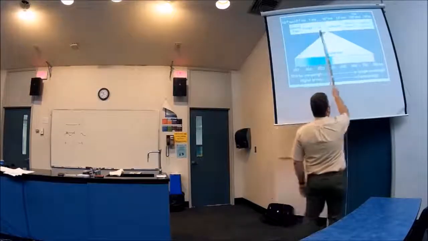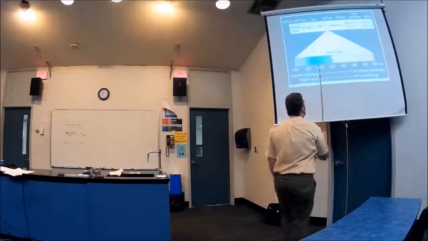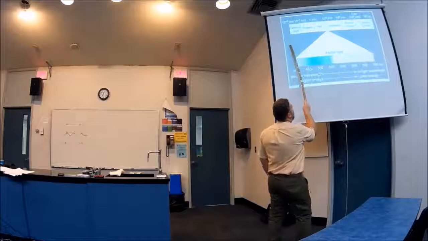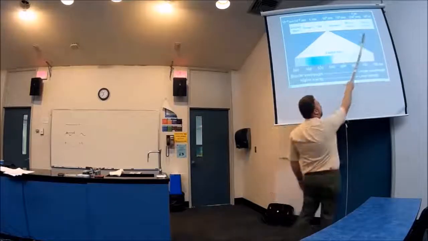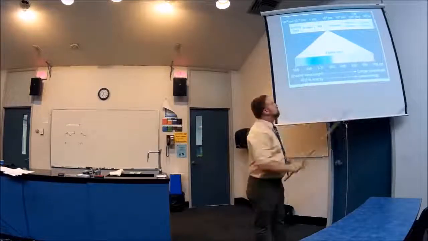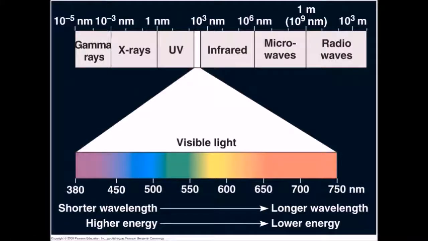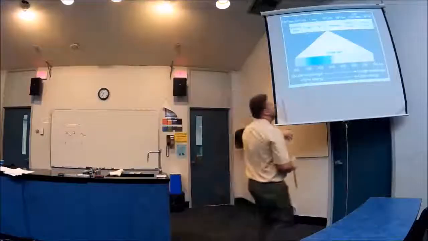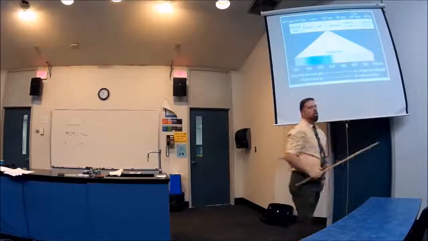gamma rays, X-rays, UV, ultraviolet light, infrared rays, microwaves, radio waves. And what's happening here is that when we go this way, the wavelengths between the crests are longer. They have longer wavelengths. So radio waves are very long wavelengths, whereas gamma rays are very short. There's more energy here. There's less energy given off over here.